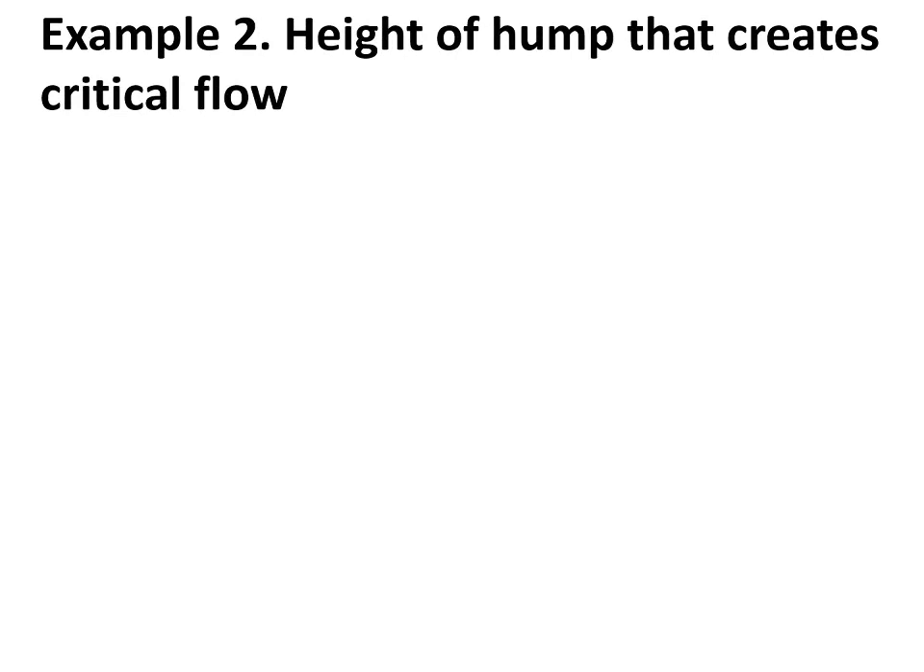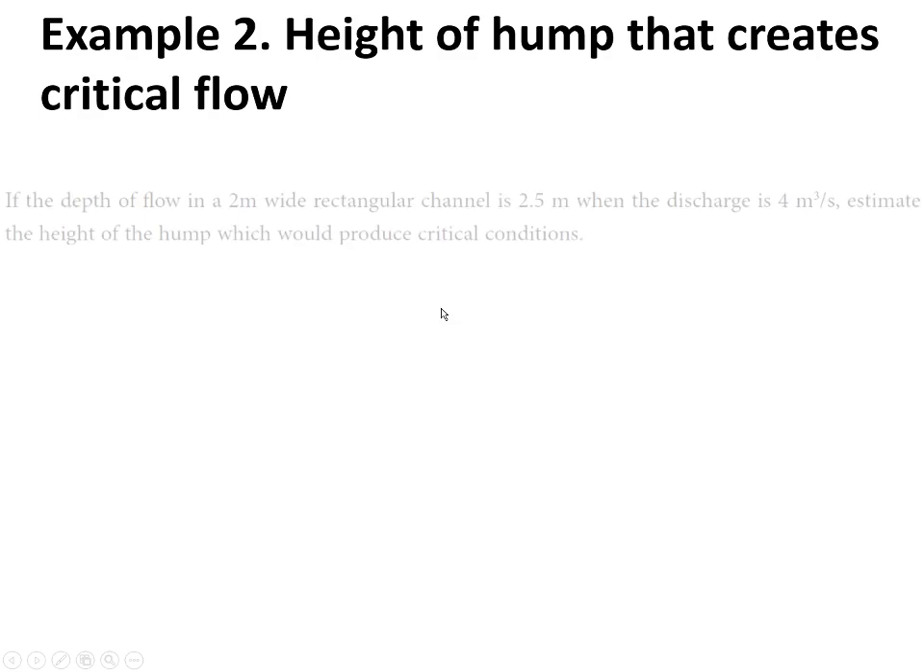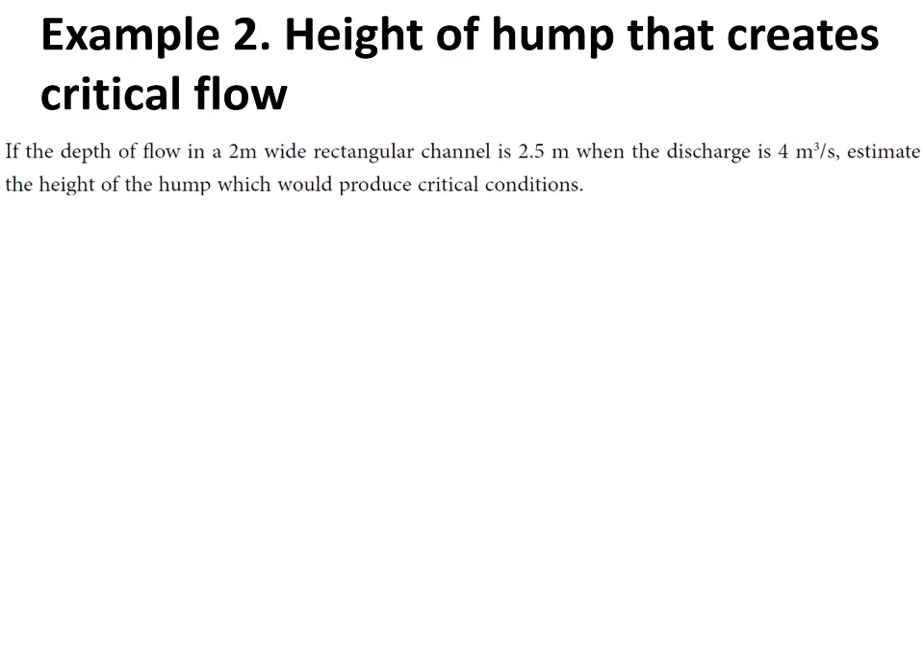Okay, and now we can go to the second example in which the height of the hump that creates critical flow is analyzed. The question says that if the depth of a flow in a 2-meter wide rectangular channel is 2.5 meter, when the discharge is 4 cubic meter per second, estimate the height of the hump which would produce critical condition.